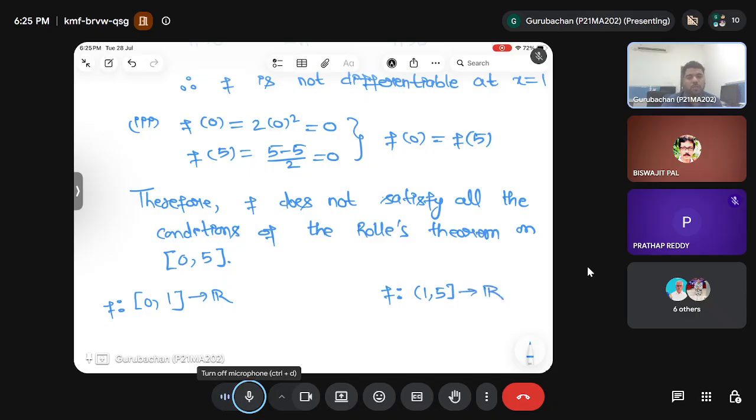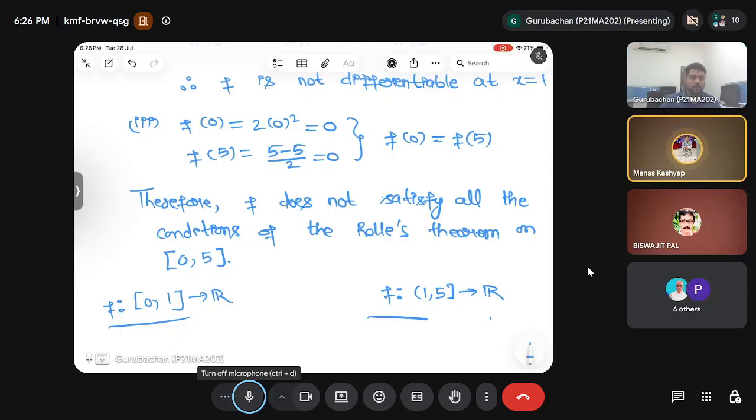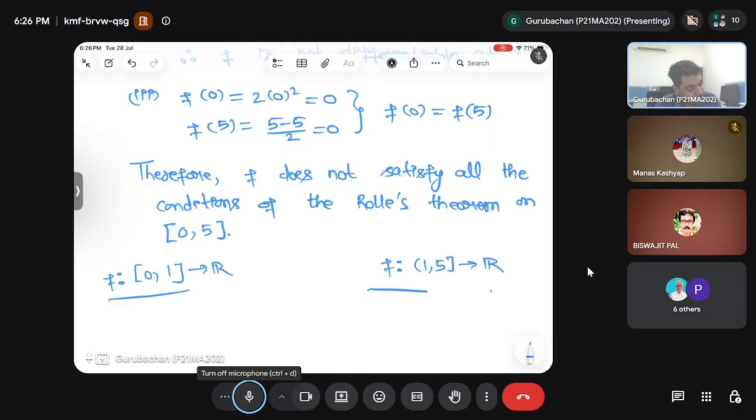Can we talk about applying Rolle's theorem over these intervals? In these two cases, can we talk about f of a not equal to f of b, f of 0 not equal to f of 1? Yes. First of all, this case is correct. f of 0 is not equal to f of 1, so obviously the condition of Rolle's theorem will not be satisfied.